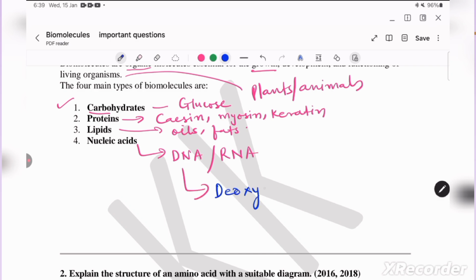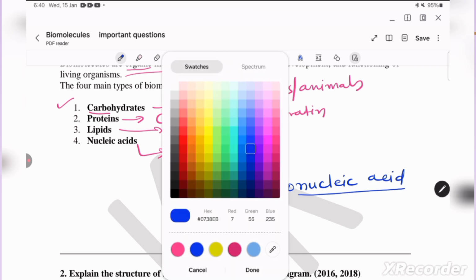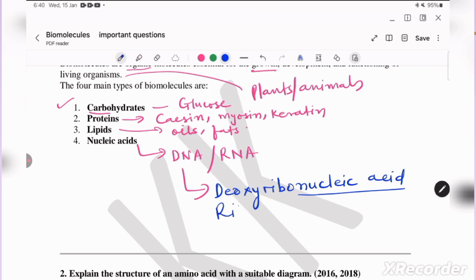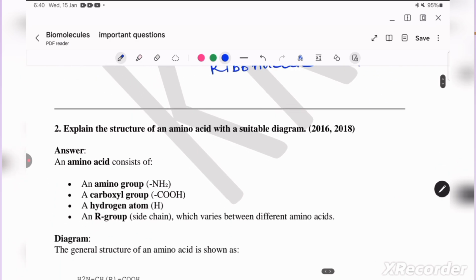Let's write down their full forms. So DNA stands for deoxyribonucleic acid. So it is a kind of nucleic acid. You can see this word. And the second nucleic acid is ribonucleic acid. So the name is quite simple. Let's go to the second question.